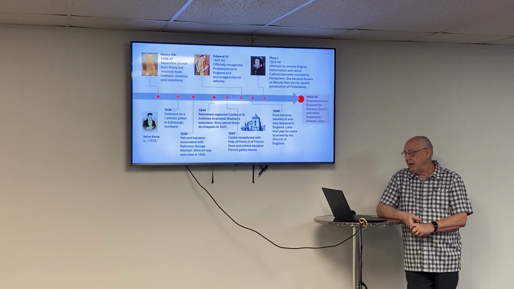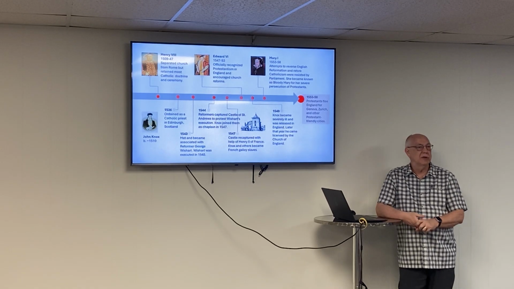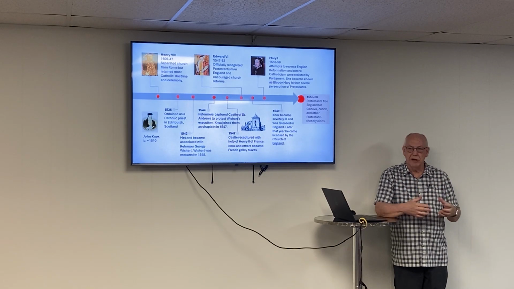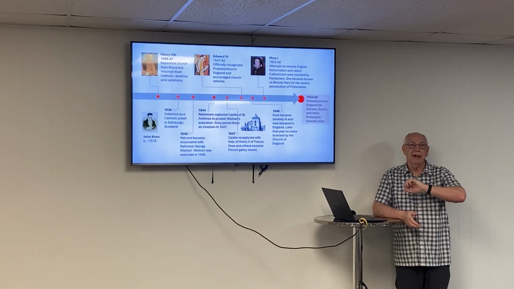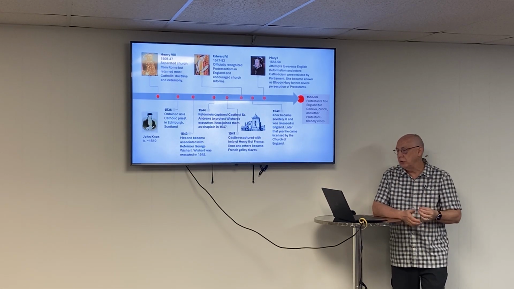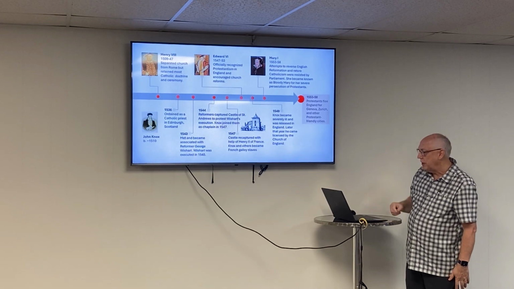Well, when Mary became queen and she started persecuting the Protestants, John Knox was among the English Protestants. He was no longer in Scotland, but he was living in England at the time. He was actually one of the tutors or helped school Edward VI at one point.